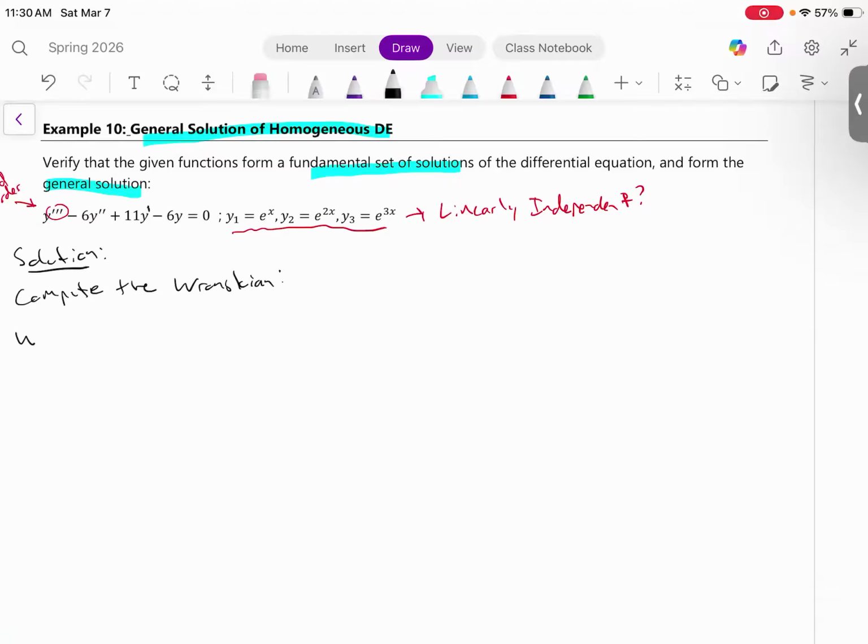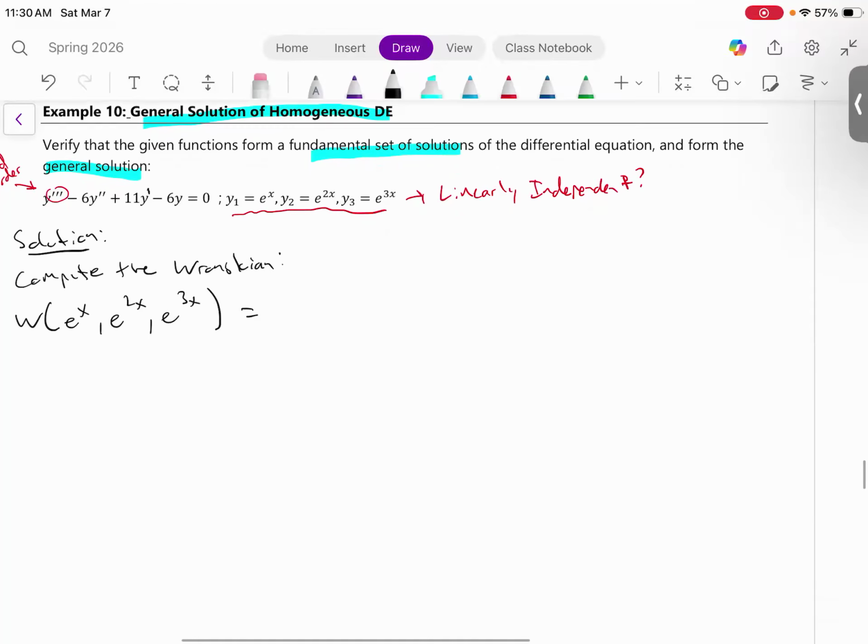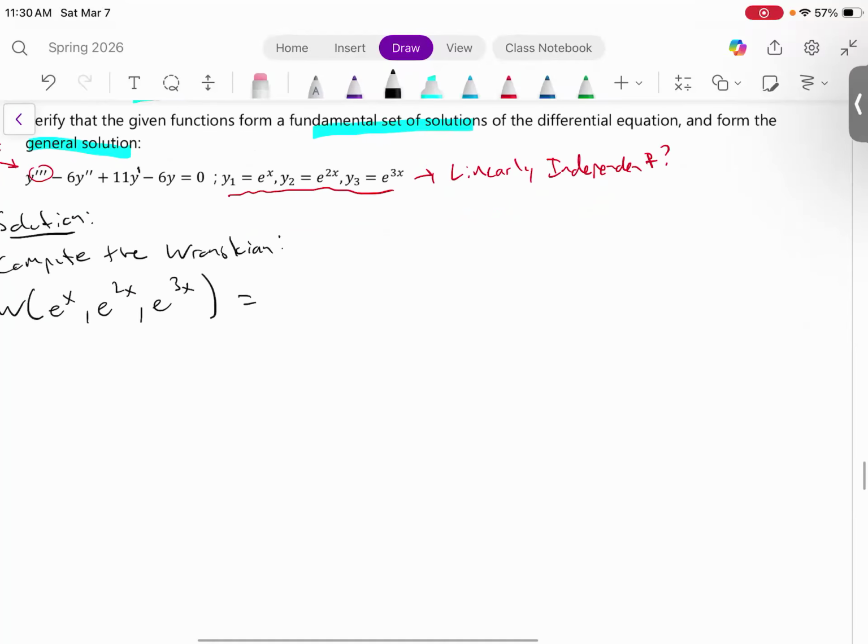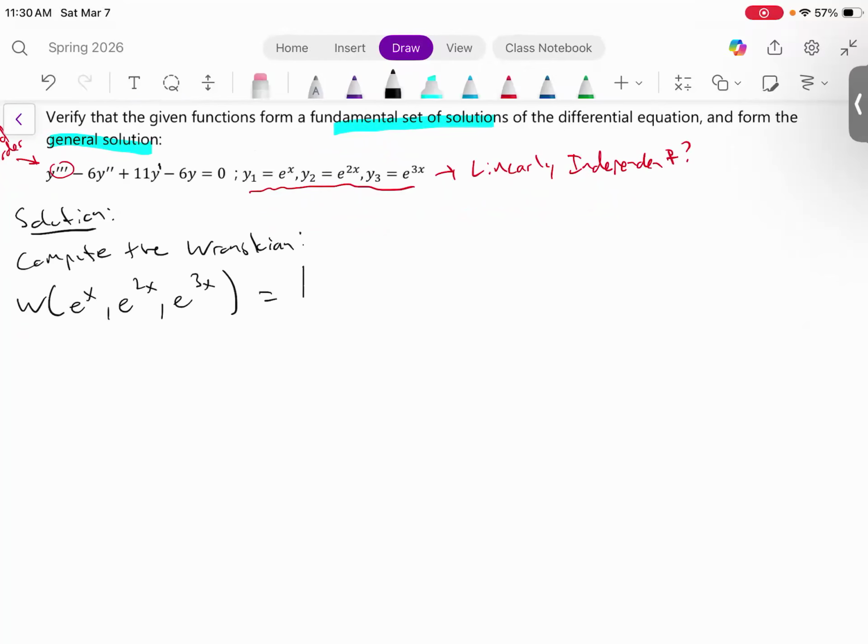Okay, so we have three solutions now. So e to the x, e to the 2x, e to the 3x. We've mainly been dealing with just two solutions. Now we have three. So this is going to give us a different type of determinant, a 3 by 3. So when we have a 3 by 3, we're going to need to take a second derivative. So we write our solutions here in the first row, and we're going to create two more rows with their first and second derivatives.